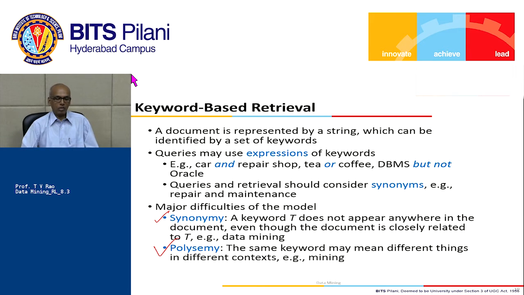Sometimes we also have to face a different challenge, which is polysemy. A keyword may have different meanings in different contexts. For example, when a software engineer is looking for documents containing the word mining, the interest is really in data mining. But if a metallurgical engineer is interested in mining, you can see that they are looking for an altogether different set of documents.